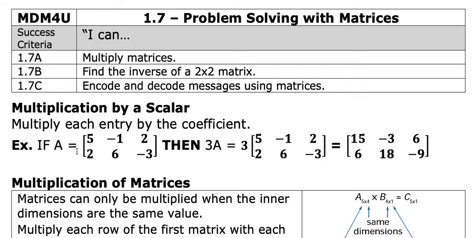So if A is defined as the following matrix, 3A is this scalar quantity 3 multiplied by each entry inside of the matrix. So 3 times 5 is 15. 3 times -1 is -3. 3 times 2 is 6, and so on.